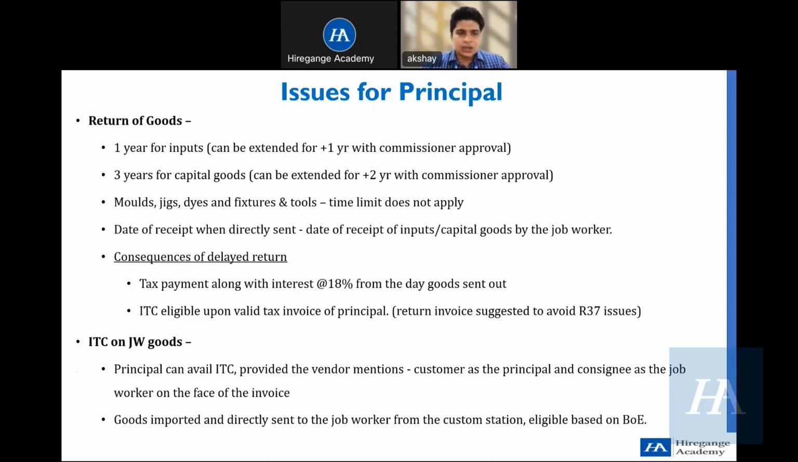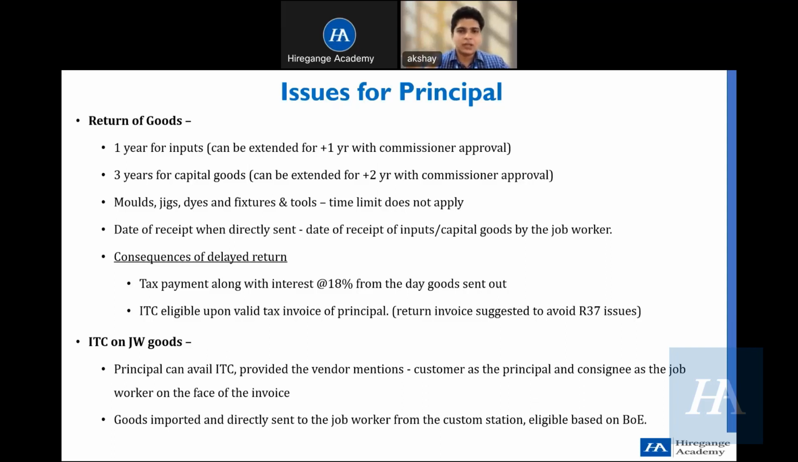Returning of the goods, as you all know, 1 year is the time limit for inputs, 3 years is the time for capital goods. There is an extension which is allowed upon the commissioner's approval, but please note this is prior commissioner approval and not post commissioner approval. Molds, jigs, dies, there is no time limit for returning the goods.